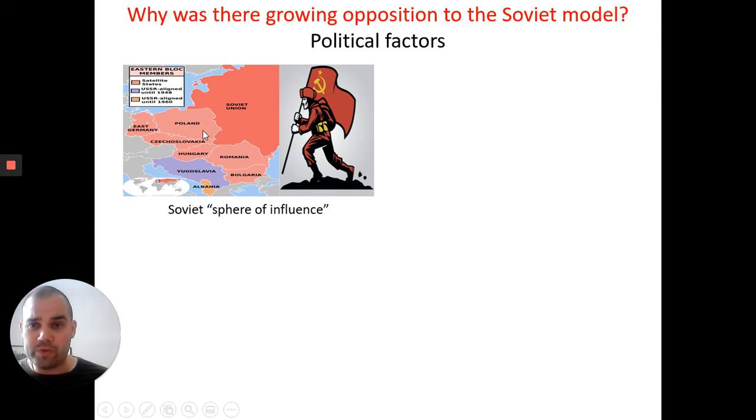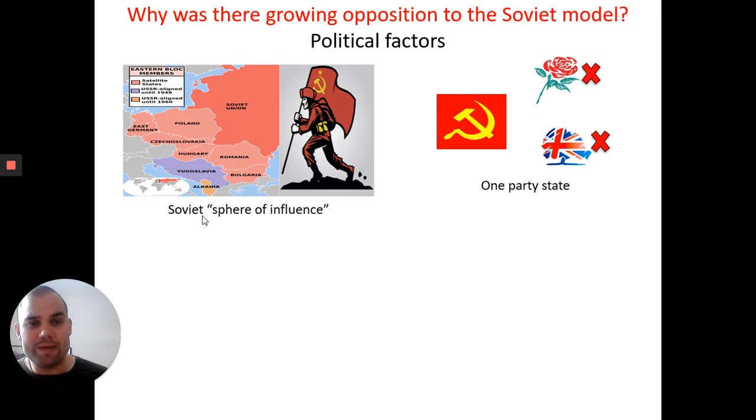Okay, so we saw at the end of World War II, all of Eastern Europe is occupied by the Soviet Union's armies, and then they become part of its sphere of influence. So we saw at Yalta and Potsdam, it was accepted by the West that these eastern areas would come under strong Soviet influence, and that was agreed between them.